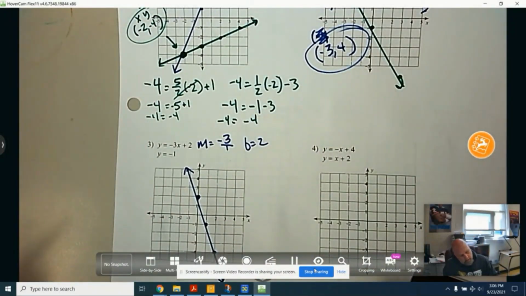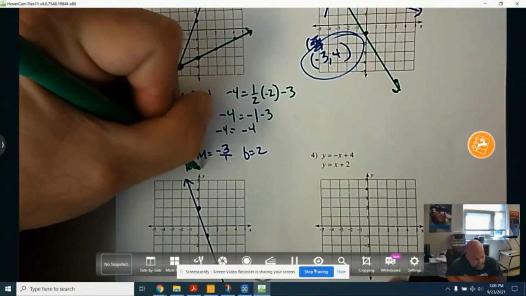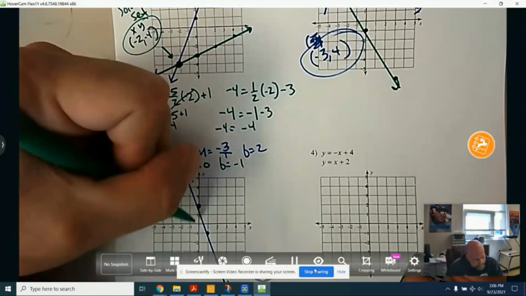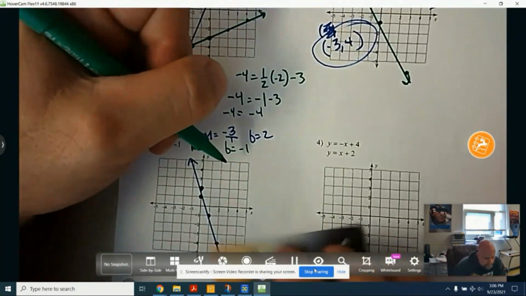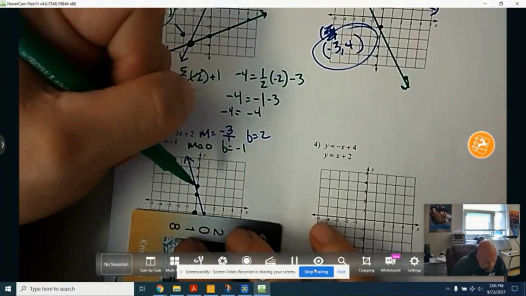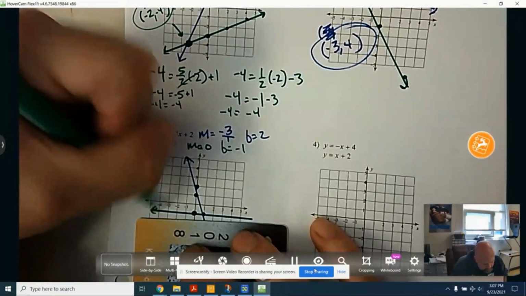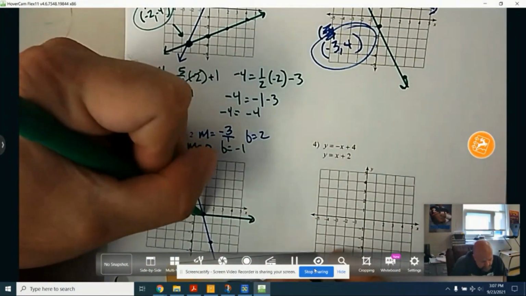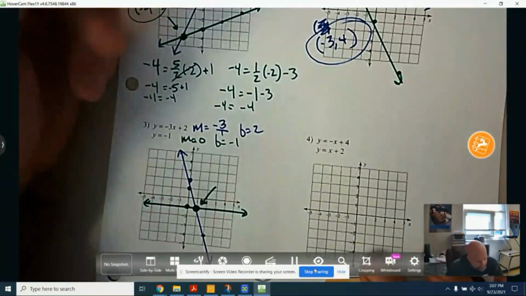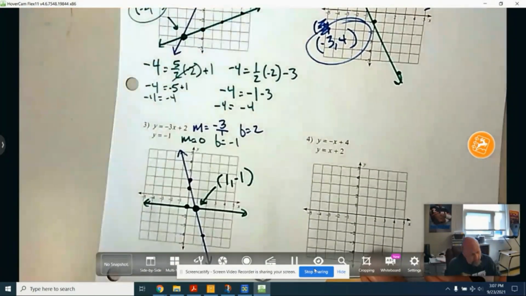There's the first line. The second line is y equals -1. I know that this one has to have a 0 slope, and it's going to touch at -1. So there's -1 there. Oh, I'm sorry, that's a +1. Here's -1, and y equals -1 is your horizontal line. There we go. This right here is my point of intersection. So my solution for number 3 is (1, -1).